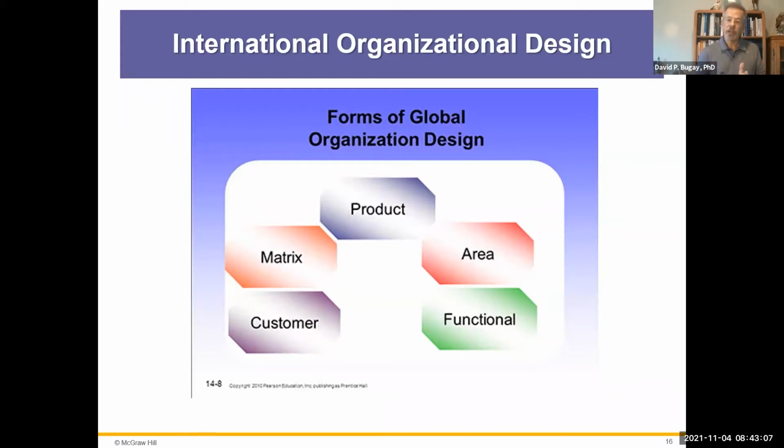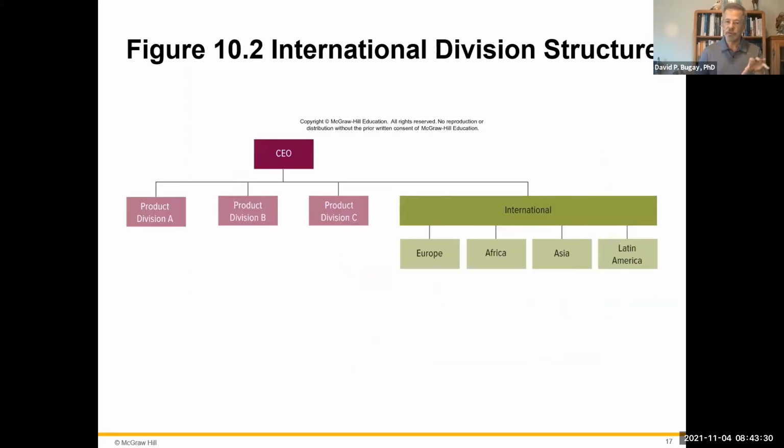You can pretty much open up any textbook or manual about how you organize organizations and you'll see this, but sometimes they're focused more on domestic than international. So we're going to focus on the international, but here you see the five different things. You have product area, a matrix style, a customer focused style, and a functional style. So there's five different ways you can organize an organization.